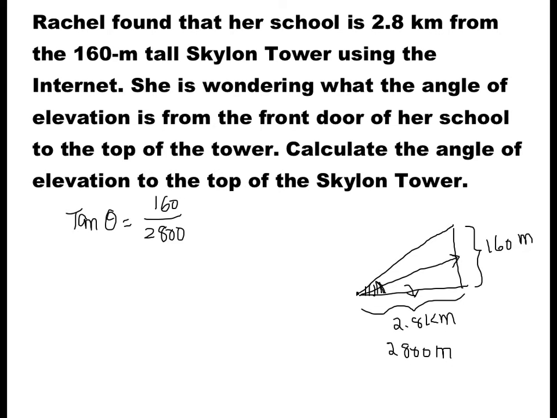Now if you use your calculator and use the inverse function, when tan is given, to find the angle we have to use the inverse function. We will find that theta is approximately 3.27 degrees.